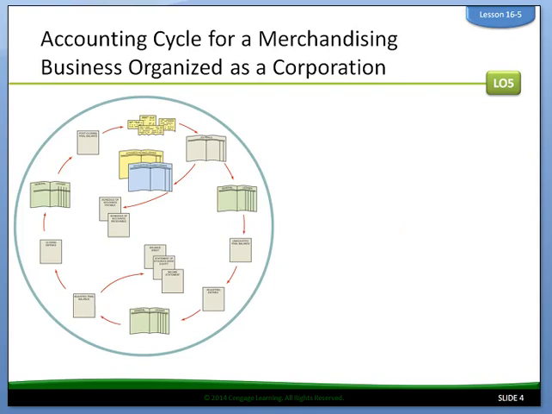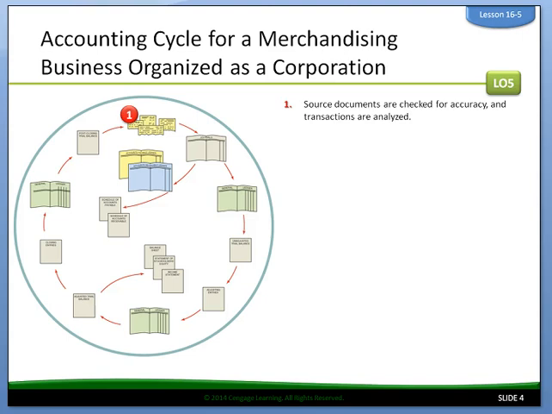Now to discuss the last part, tying everything up with a nice neat bow. Service and merchandising businesses use a similar accounting cycle. The accounting cycles are also similar for a proprietorship and a corporation. Variations occur when subsidiary ledgers are used. Variations also occur in preparing financial statements. So this is our cycle for a merchandising business organized as a corporation.